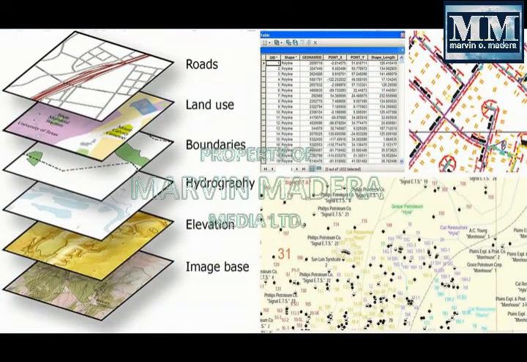And on that merging, in GIS you can separate the different uses, no? The roads, the land use, boundaries, hydrography, elevation, or the main map. So these are just examples, no? You can just add more for the GIS use or LIS.